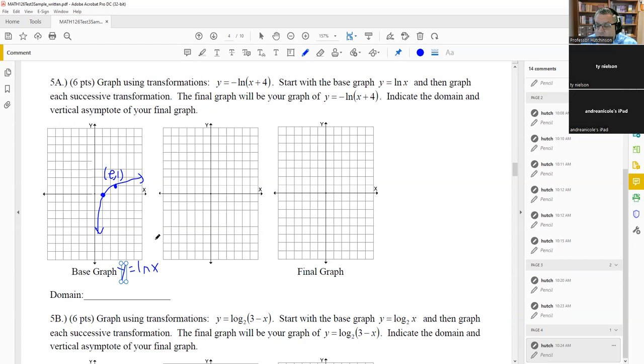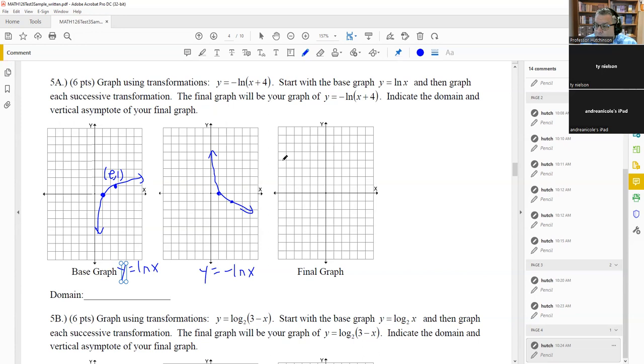Next one I have is y equals negative ln x. The negative is going to flip this over the x-axis, which means everything's going to flip here. It's going to look like that.